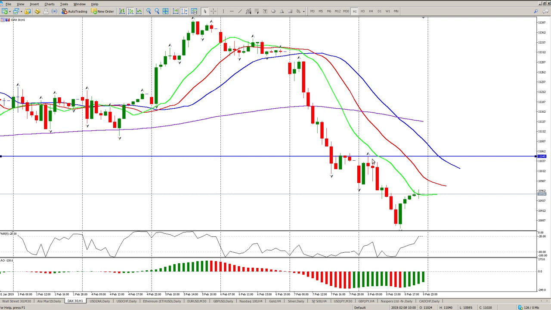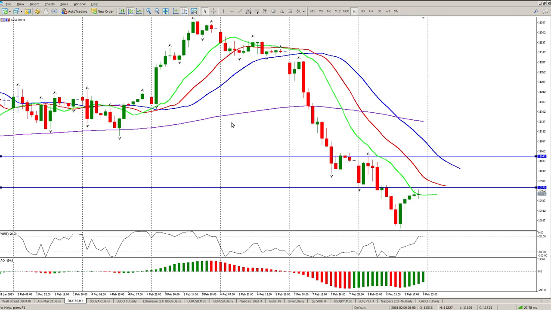Sometimes, when you've created a fractal, you can have some confidence that there's a move to the downside, but occasionally you get a situation where it could potentially be a double bottom or something like that. So you always want to wait for the break and the retest of the fractal.